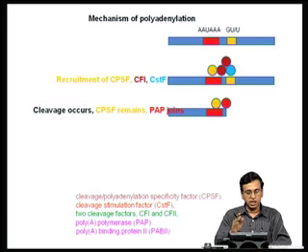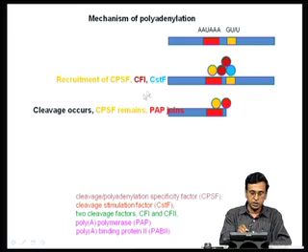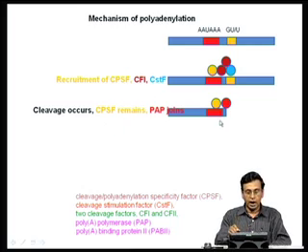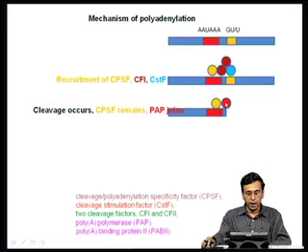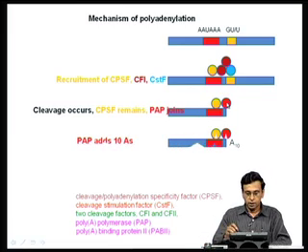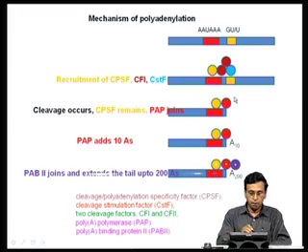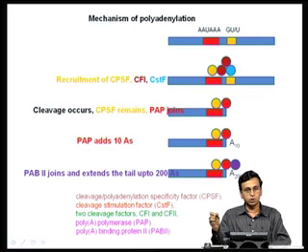After the cleavage takes place, of these 3 proteins, CPSF remains bound and a new protein called poly A polymerase joins, and this poly A polymerase, which I have shown as a red ball here, now adds about 10 A residues. And another protein called the poly A binding protein takes over and elongates further, adding up to 100 or 200 A residues.